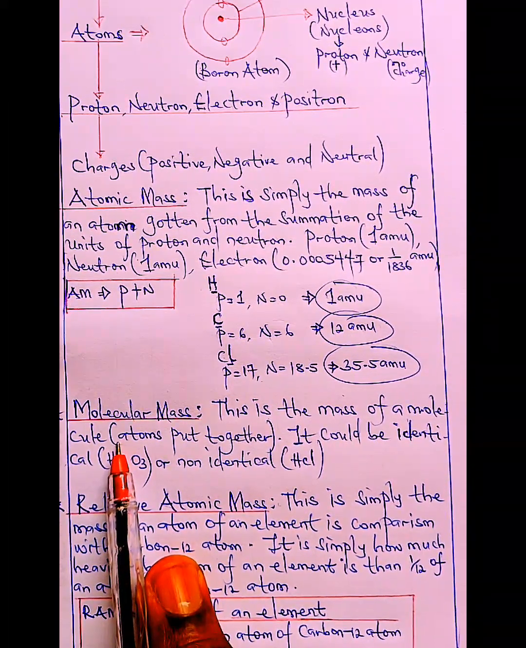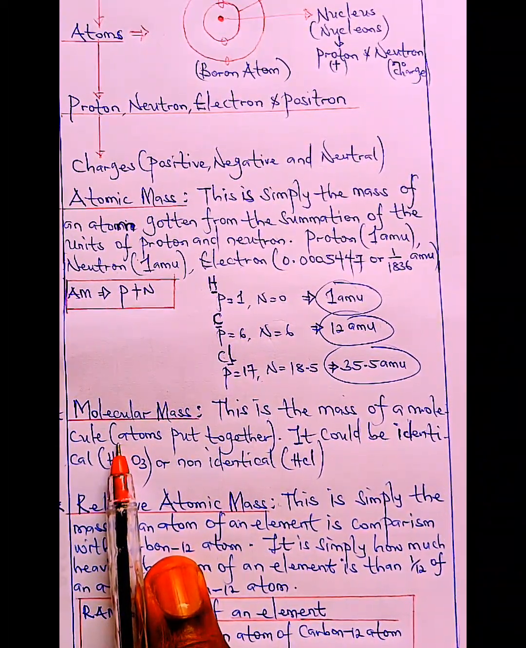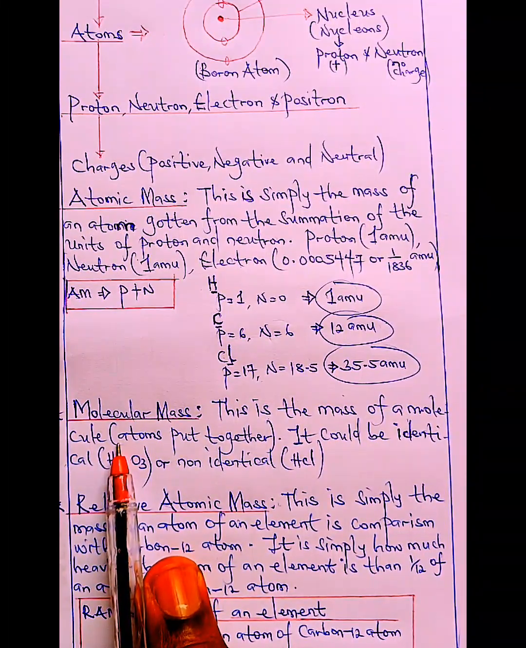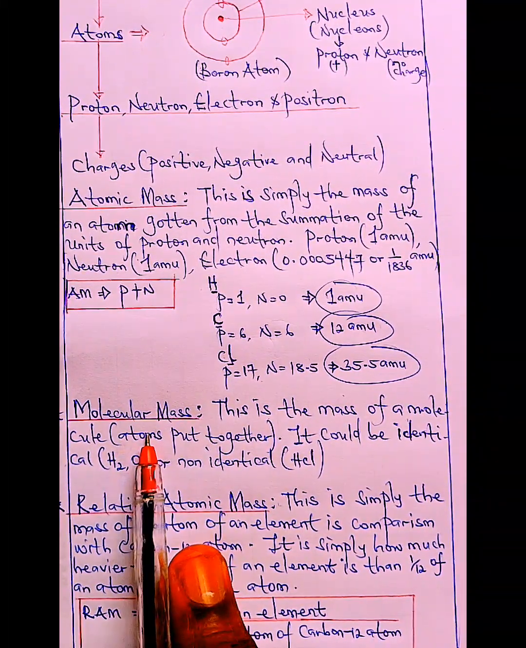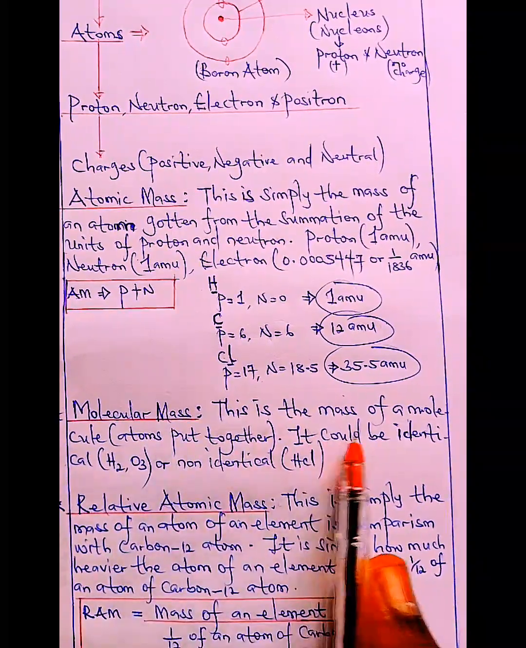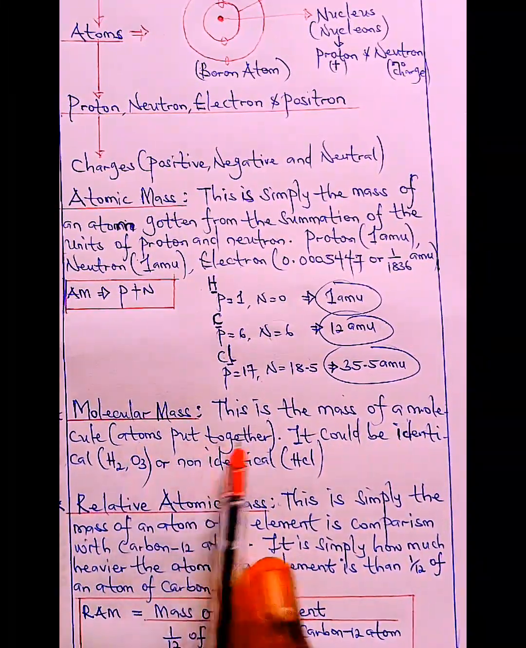Now, molecules can't exist alone. Atoms of an element cannot exist alone, unlike just an element. But for molecules, we have atoms of an element being put together in a combined state. So what's the molecular mass? Molecular mass is the mass of a molecule, that is atoms being put together.